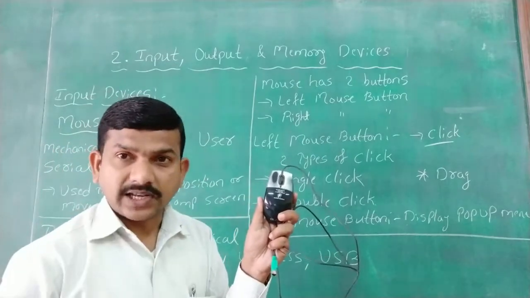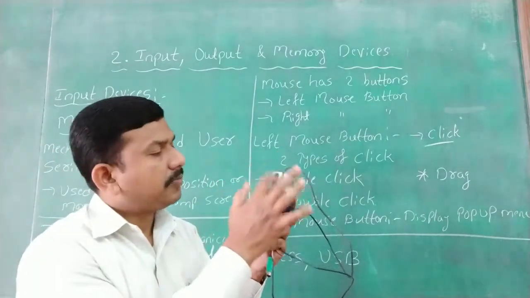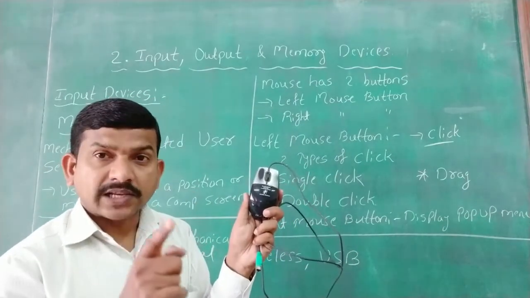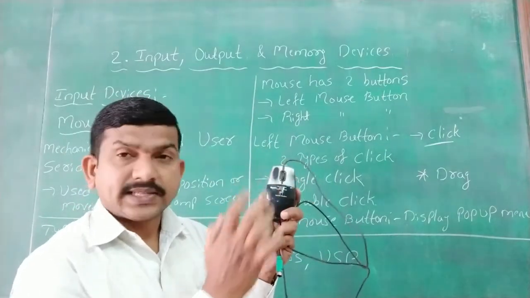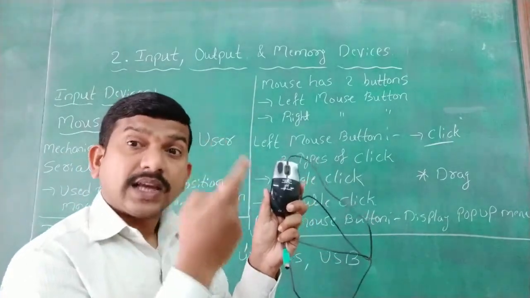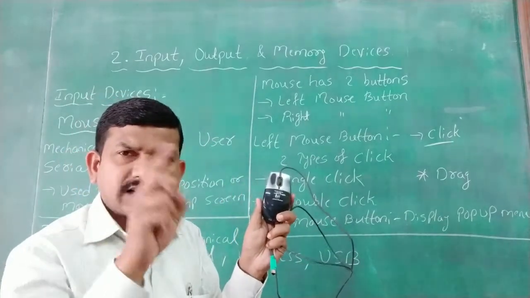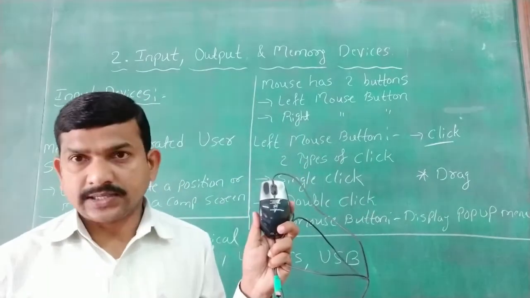This is not a double click. Press, release, after some seconds, press, release. This is a simple click only. Double click means what? Quickly press and release two times at a time. Within a fraction of a second, click two times, we call it a double click.